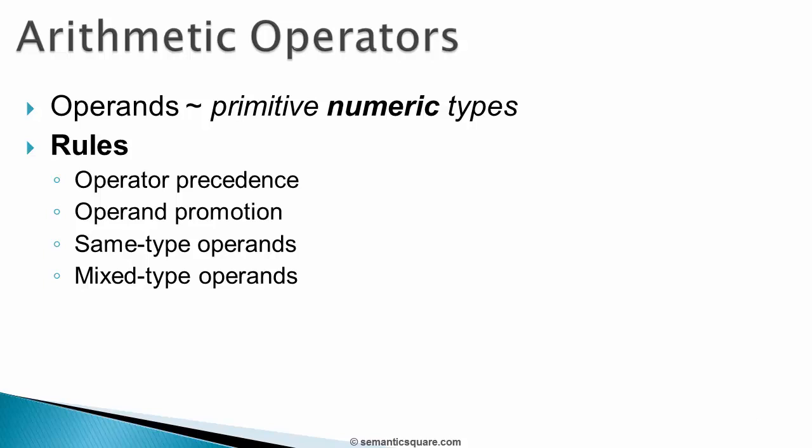Next rule was the operand promotion rule. According to this rule, operands smaller than int data type are promoted to int. Third rule is that if both operands are of the same type, then the final value of the operation will also be of the same type as the two operands. Final rule says that if both operands belong to different types, then the value of the smaller type is automatically promoted to the larger data type. These rules are very important, especially the last two. Sometimes developers are not aware of these rules, and consequently they are never clear on why certain arithmetic expressions produce certain results.